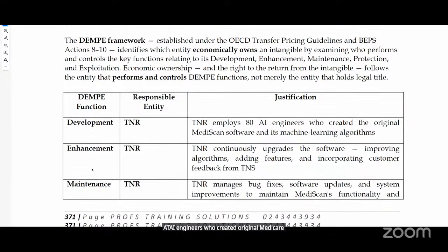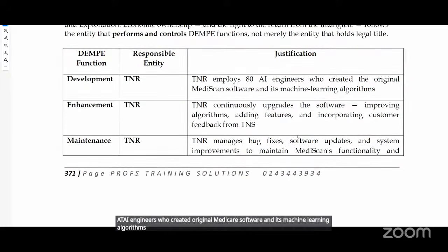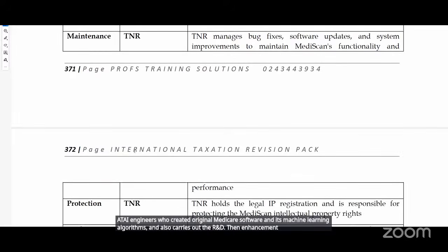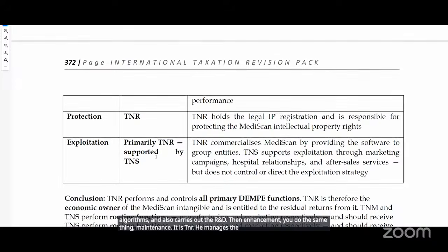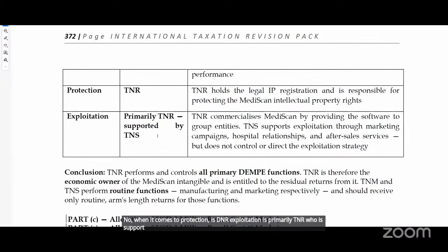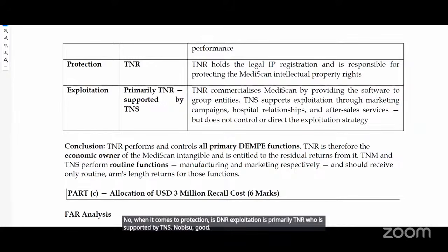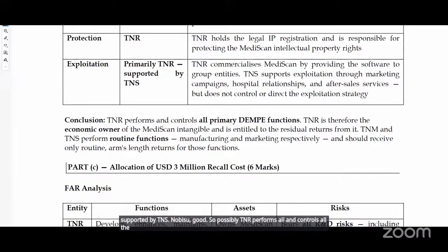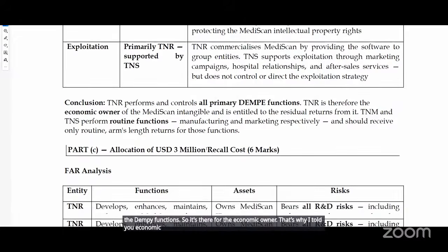Then enhancement, you do the same thing. Maintenance, it is TNR. He manages the bug fixes, all that. Then when it comes to protection, it's TNR. Exploitation is primarily TNR, who is supported by TNS. So possibly TNR performs all and controls all the DMP functions. So he's therefore the economic owner.